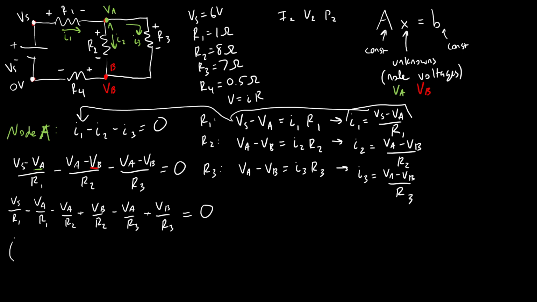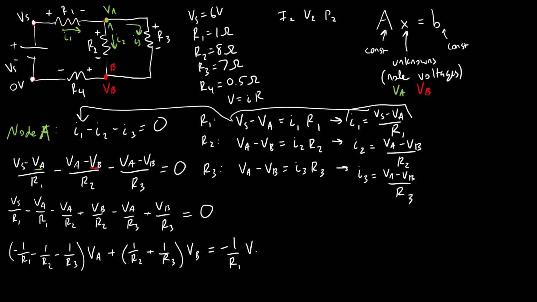So that's going to give me negative 1 over R1 minus 1 over R2 minus 1 over R3. So let's just double check. Again, you always want to keep track of your minus signs. I have a minus sign in front of each one of my Va terms there, all times Va. And then let's look at my Vb terms. I'm going to have a plus 1 over R2 plus 1 over R3 times Vb. And I'm going to move my Vs over to the other side. So that's going to be negative 1 over R1 times Vs.